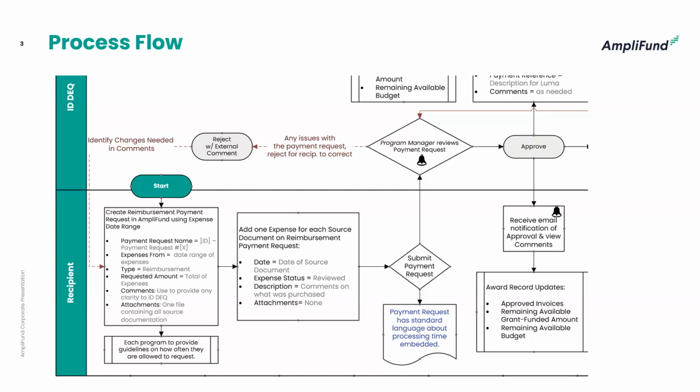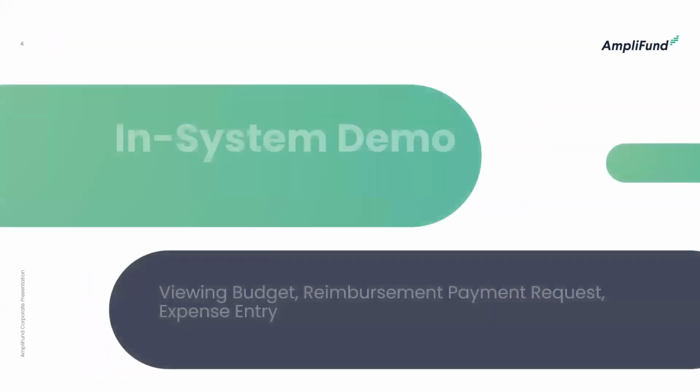And then, of course, in the event that for whatever reason the payment request gets rejected, you'll have the ability to review a comment about why it was rejected and go in and make any changes and resubmit if necessary. So we're going to take a look at that process today and how to complete those actions within AmpliFund. And that's what we're going to go ahead and do next.